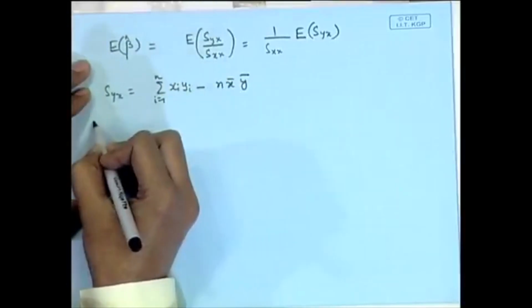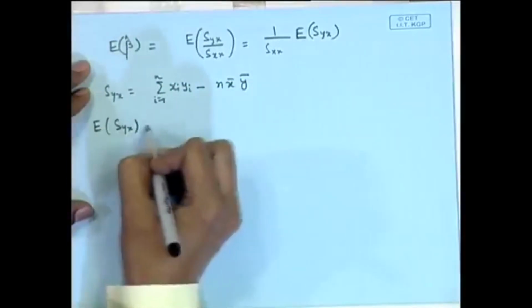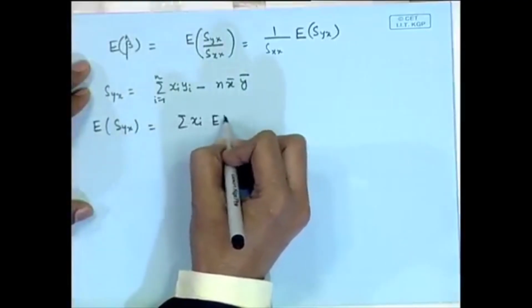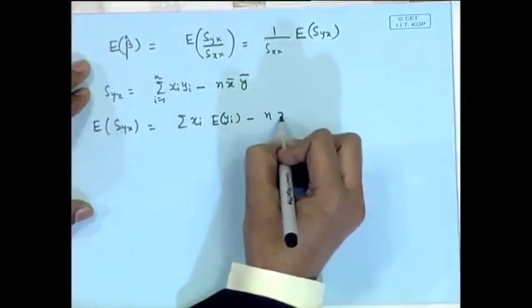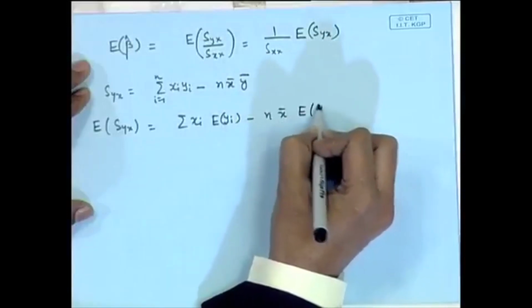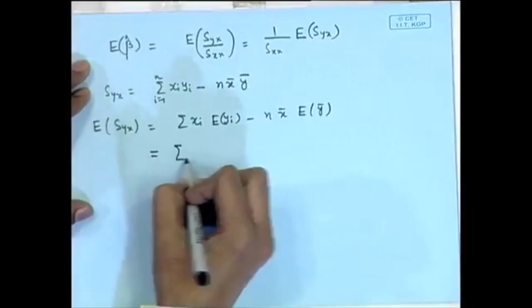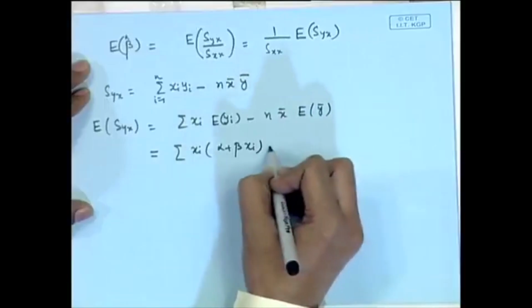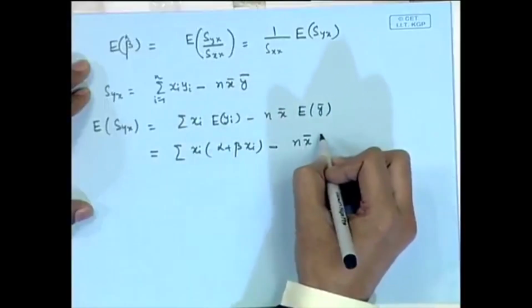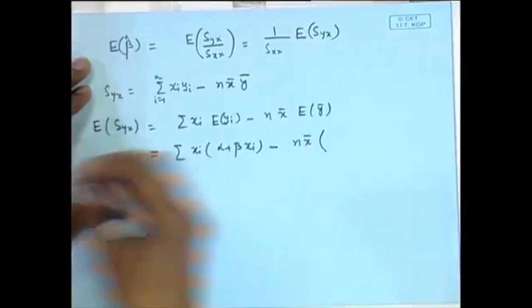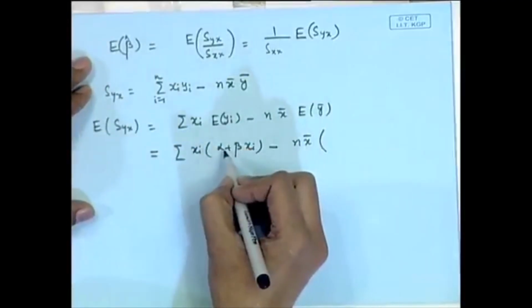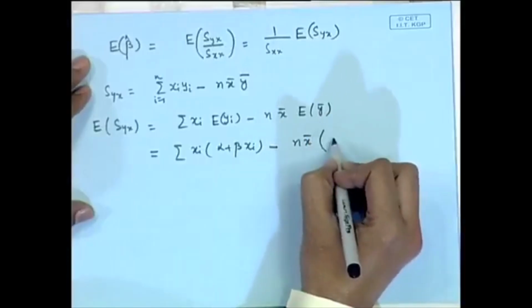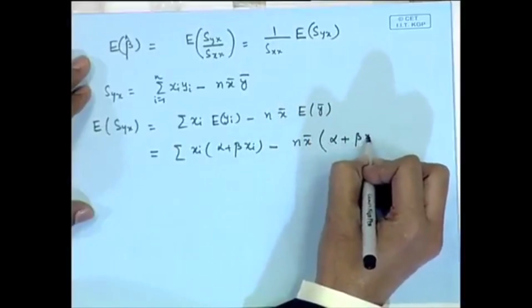So, if I take expectation of this, it is equal to sigma x_i expectation of y_i minus n x bar expectation of y bar. So, that is equal to sigma x_i (alpha plus beta x_i) minus n x bar. Now, if I know the expectation of y_i and substitute for each of them here, I will get expectation of y bar as alpha plus beta x bar.